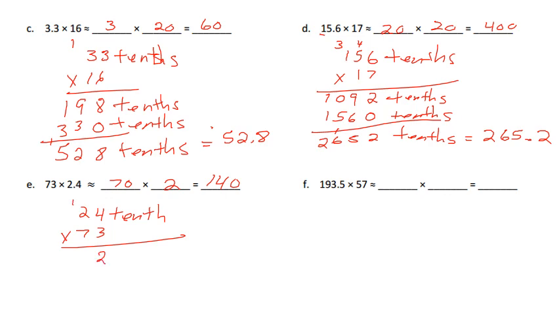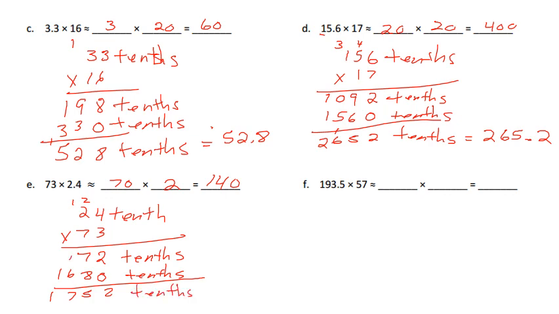4 times 3 is 12. Carry 1. 3 times 2 is 6, and 1 is 7. So that would be 72 tenths. Put our placeholder. 7 times 4 is 28. 7 times 2 is 14, and 2 would be 16. That's tenths. When we add them up, 15, 7, because we had to carry our 1, 1,752 tenths.